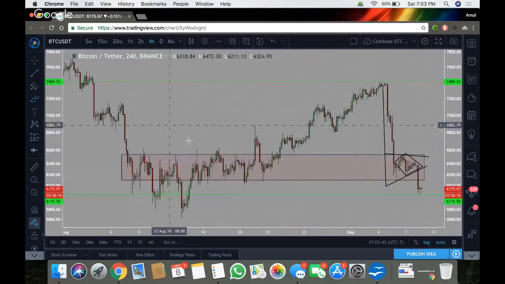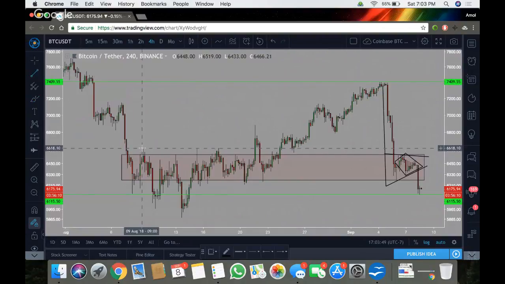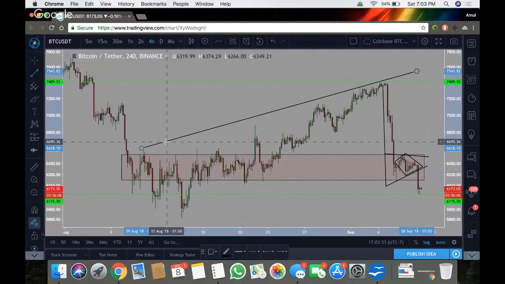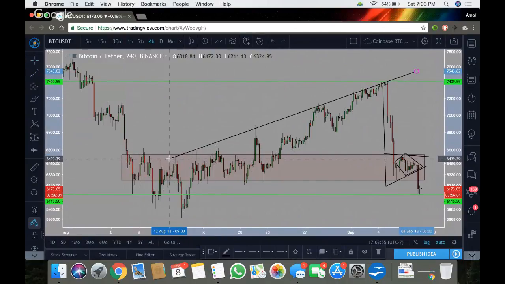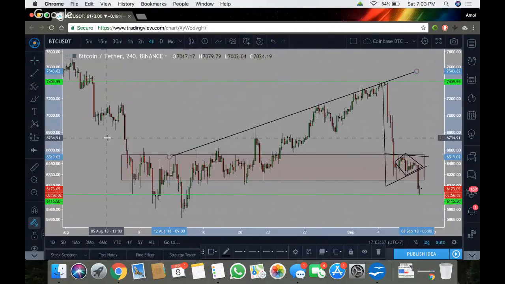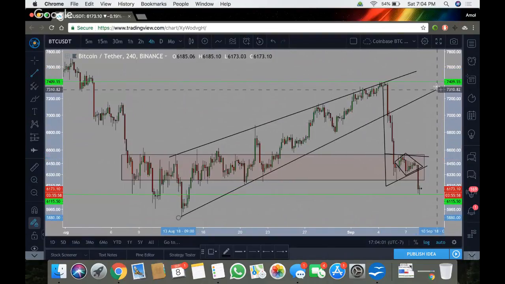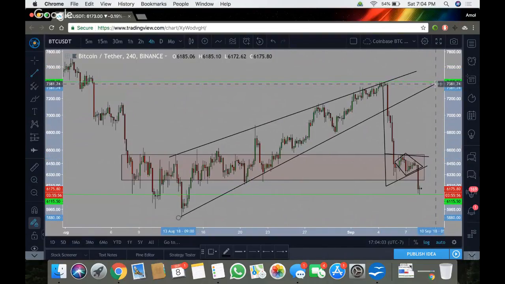This one right here, this entire move right here, the structural move, could be seen as a rising wedge. How do you draw a rising wedge? Kind of like that. You can touch multiple wicks if you want to. Again, it doesn't need to be perfect, but it also doesn't need to be forced. So this is your rising wedge.